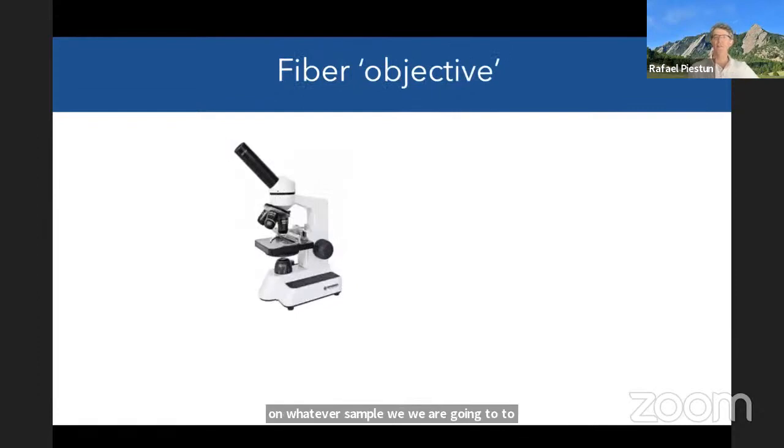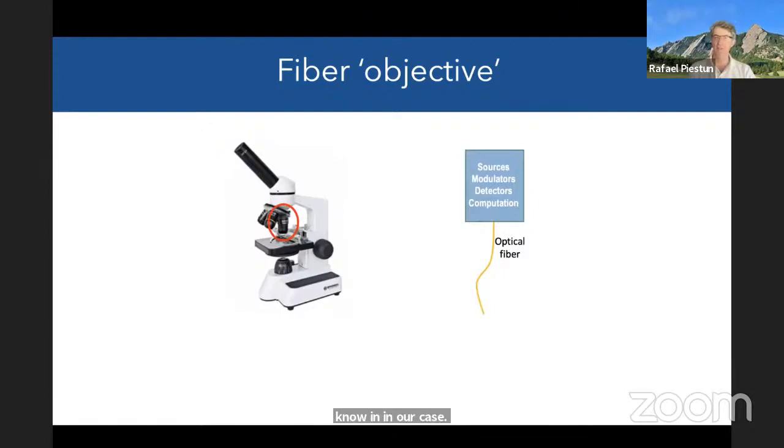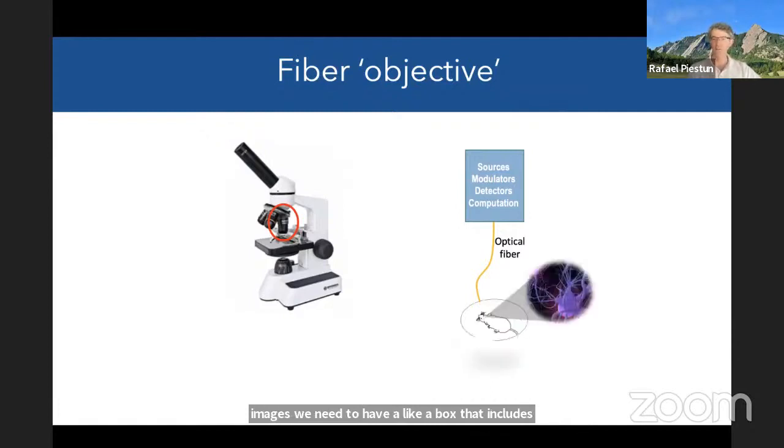So another way of looking at this is, in a traditional microscope, the key element is the objective lens. Basically the rest is optomechanics around it and means to introduce light and detect the light. But from an optics point of view, the key element is the objective. Now, in our case, the key element is the optical fiber, and we can think of the fiber as our new objective. And in order to create the images, we need to have a box that includes sources, modulators, detectors, and computation.